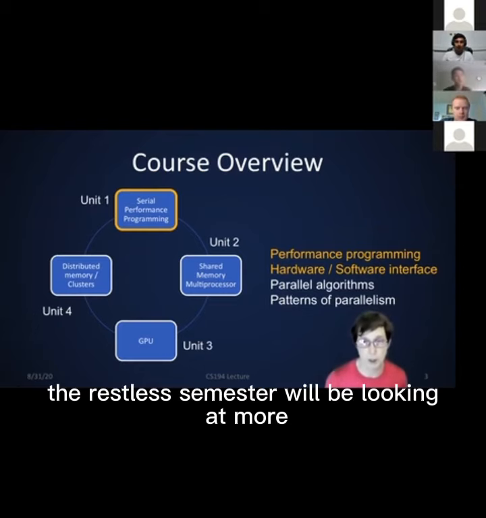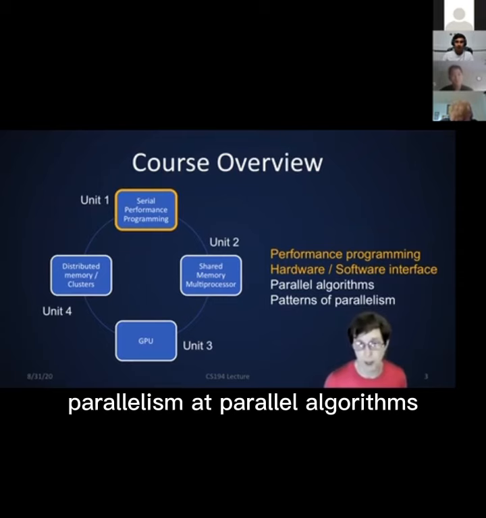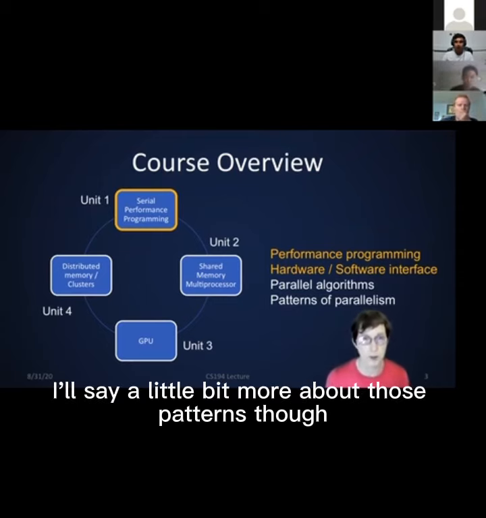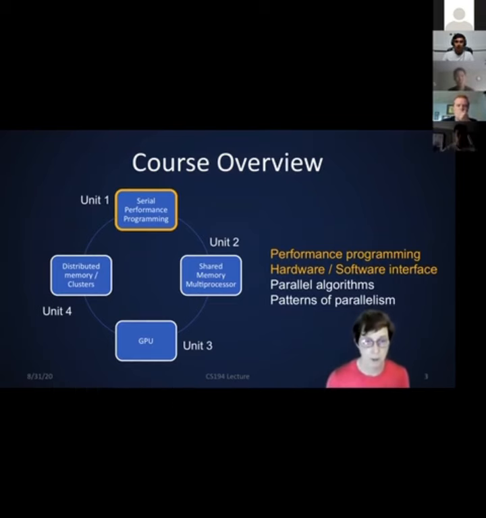And the rest of the semester, we'll be looking more at parallelism, at parallel algorithms, at different patterns of parallelism that come up in applications. I'll say a little bit more about those patterns though today.